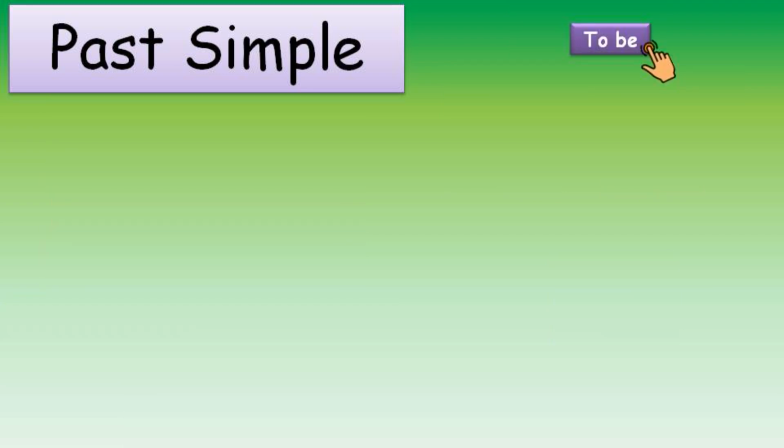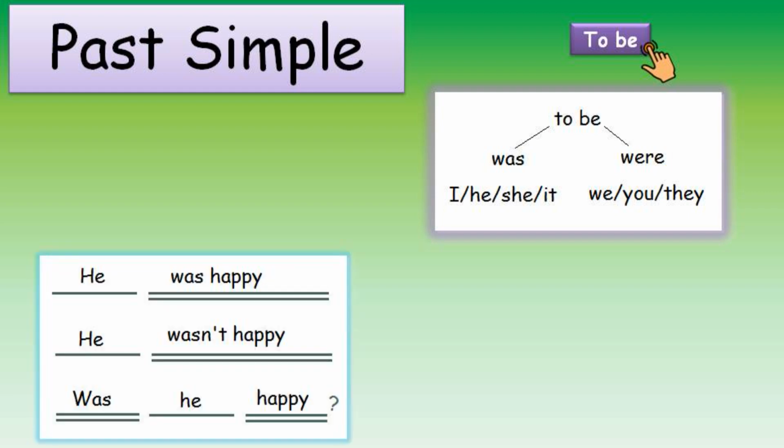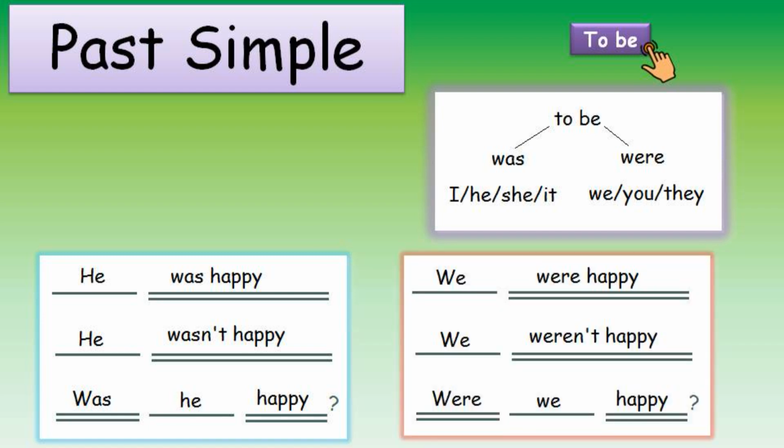To be. Was. Were. He was happy. He wasn't happy. Was he happy? We were happy. We weren't happy. Were we happy?